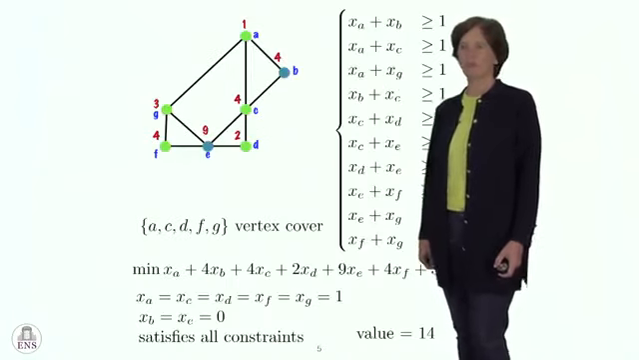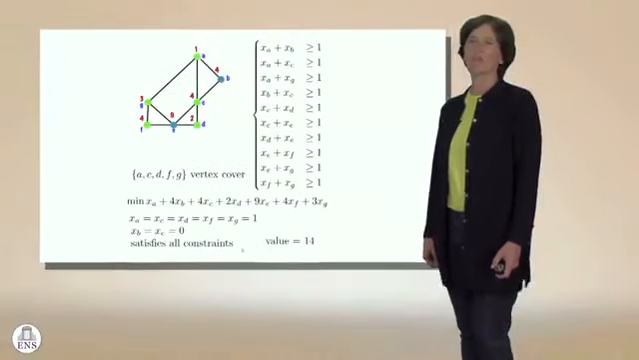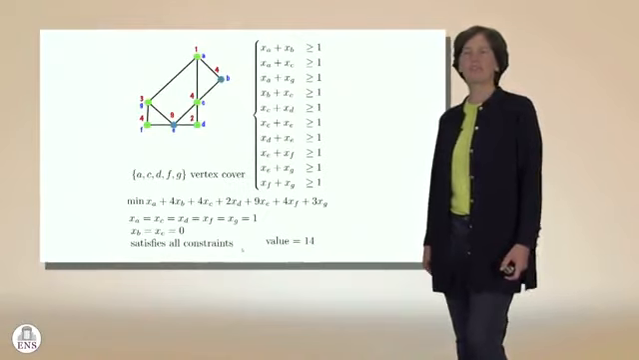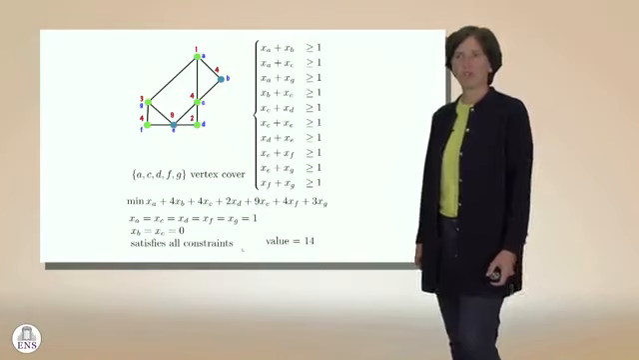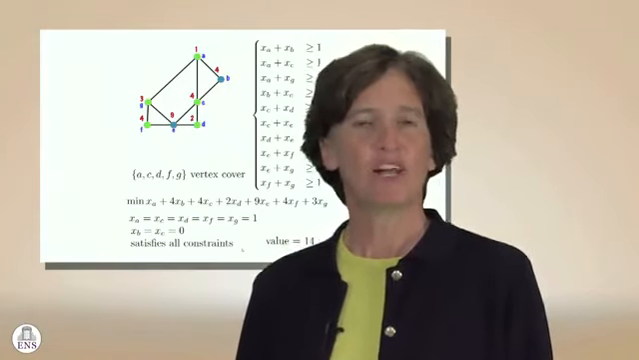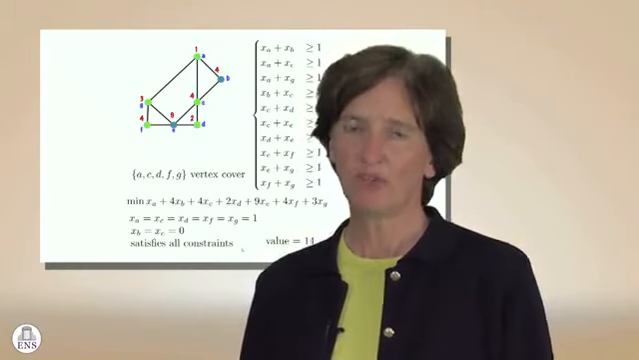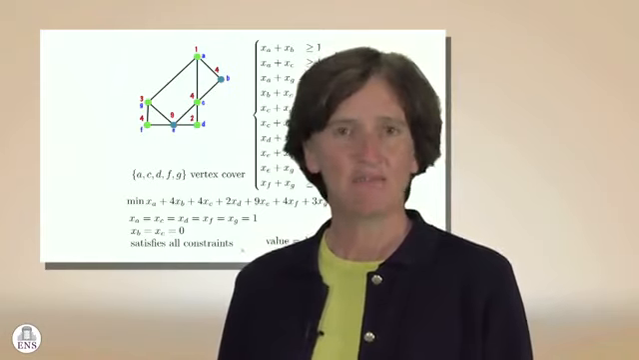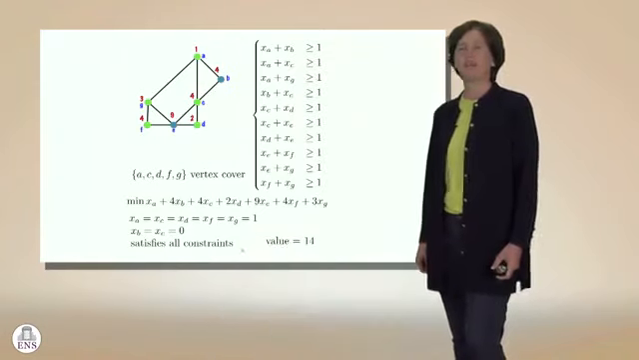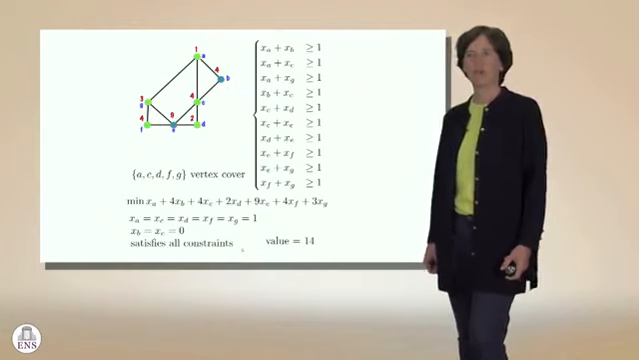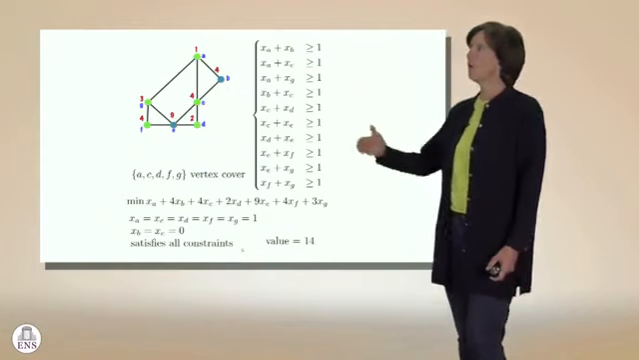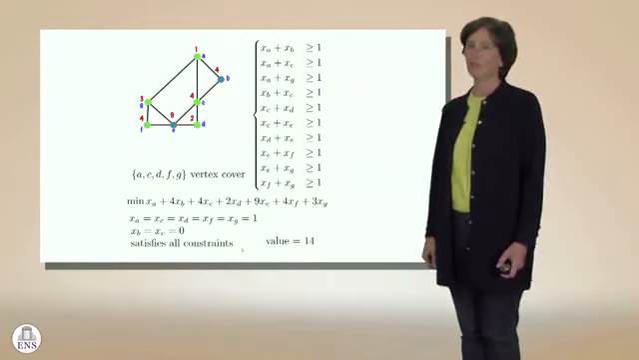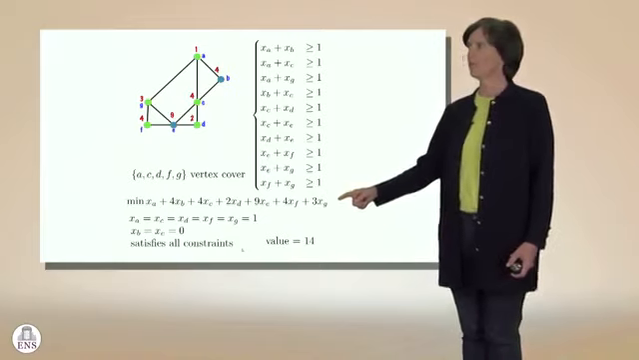To recap, if you look at the green vertices A, C, D, F, G, observing the graph, you can see that every edge is covered. It's a vertex cover. Summing their weights, you can see that the value is 14. Corresponding to that, there's an assignment of the variables: xa, xc, xd, xf, xg are all equal to 1, and the other variables are equal to 0. You can verify that all the inequalities are satisfied because all edges are covered, and that the value of the objective is 14.